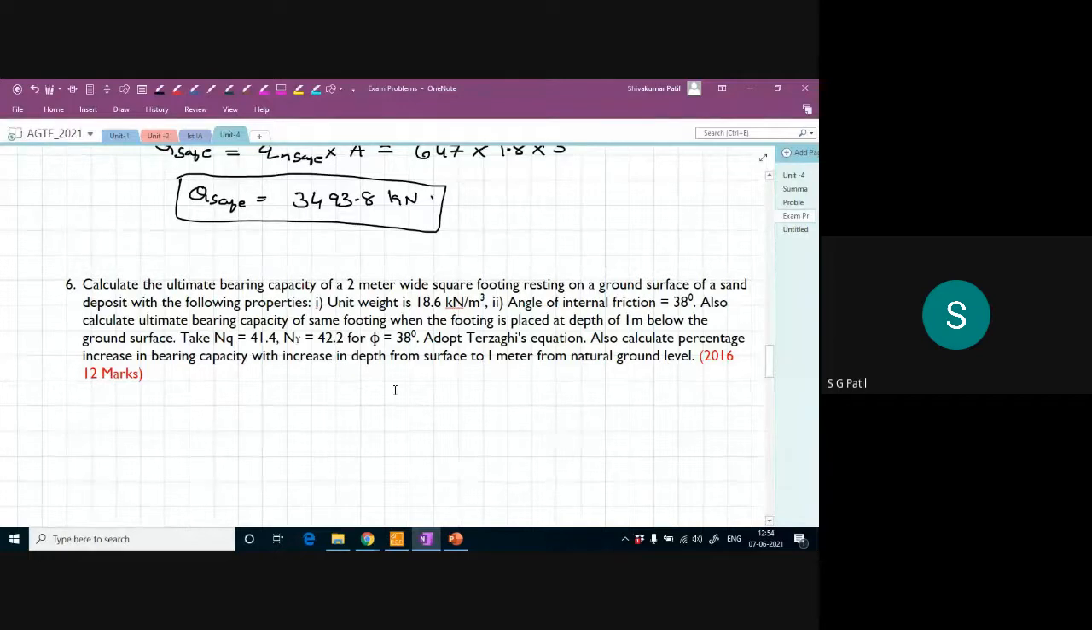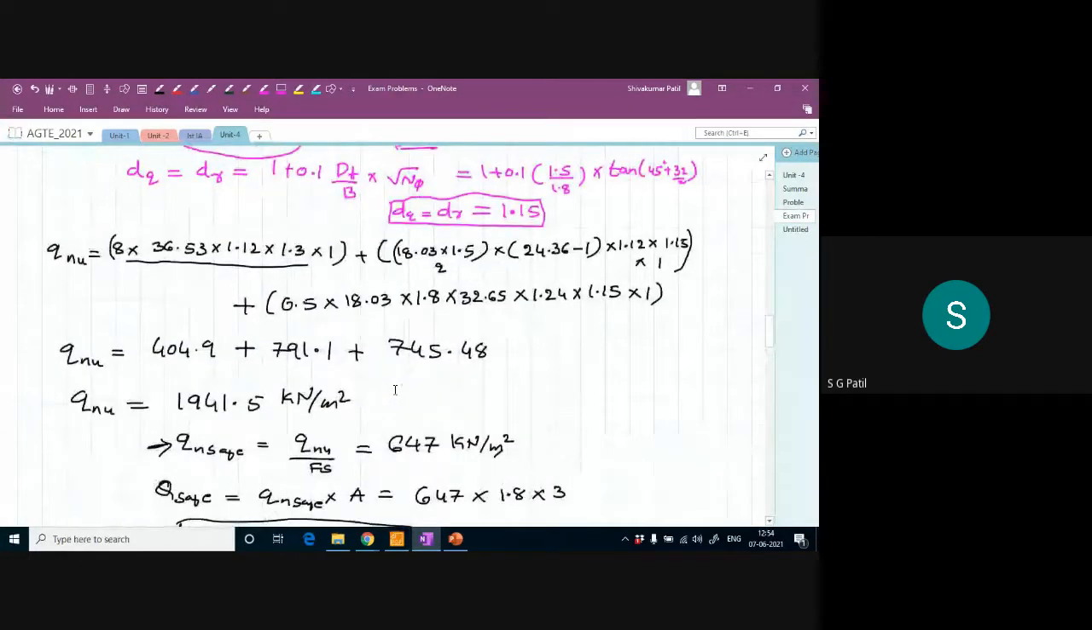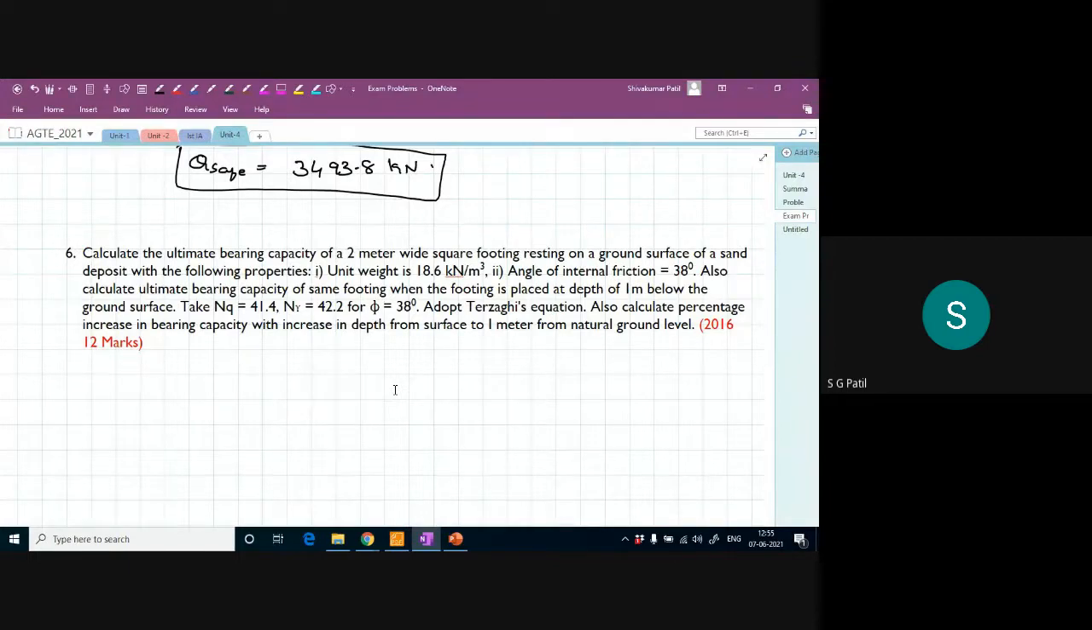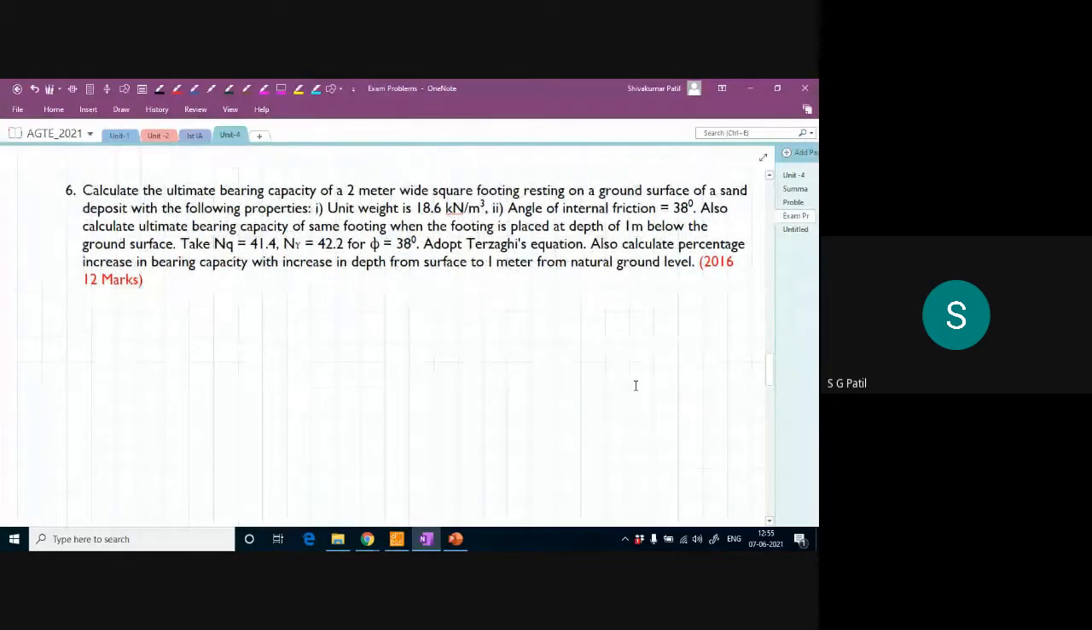So in the last class we have solved some problems. Today also I will continue with some more problems, and this will be the last class for the shallow foundations. From the next class onwards I will start a new unit, that is pile foundations, which are deep foundations. Can all of you see my whiteboard? Yes, please respond.